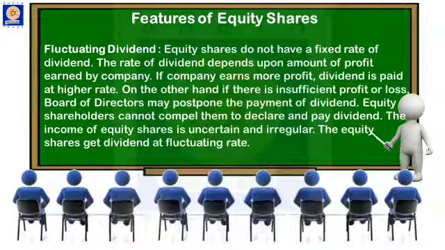The board of directors of the company also has an option to postpone the dividend, and the equity shareholders cannot compel the company to compulsorily declare and pay dividend. This means the income of the equity shareholder is uncertain and irregular.